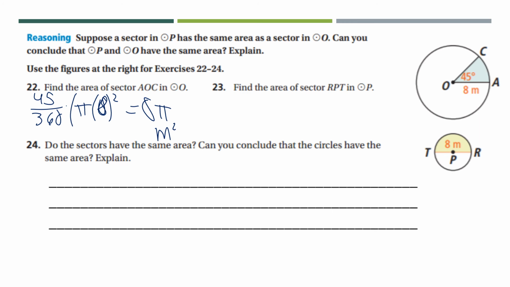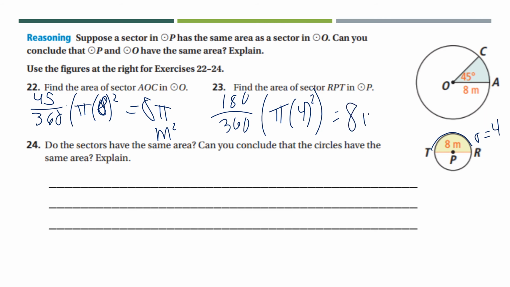And then when you find the area of the sector for RPT, this whole half semicircle is worth 180. So you have 180 over 360 times pi r, and the r here is 4 because it's half of the diameter. And then this one would also end up being 8 pi m squared. Okay, so both the areas are 8 pi m squared.